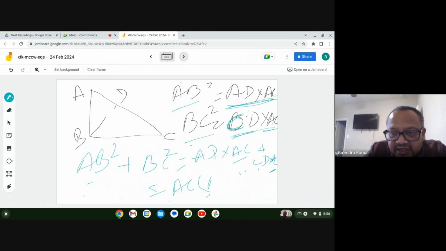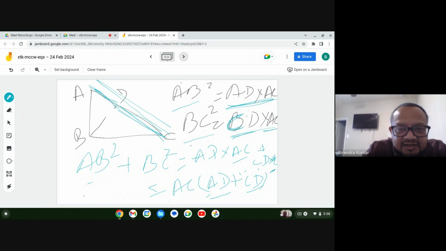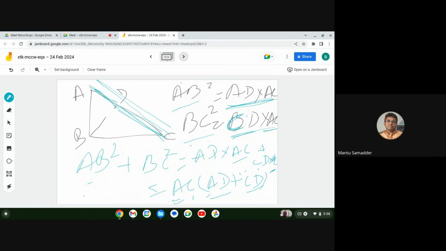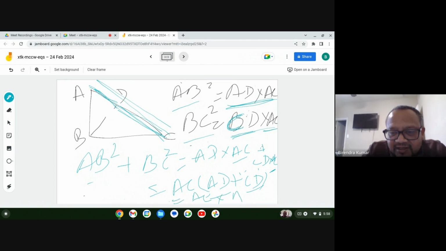So it becomes AD plus CD. And AD plus CD is what? The total length AC, right? This length plus this length is equal to this length. So this is AC into AC plus CD, AD plus CD is this length, AC. So it becomes AC into AC, that is AC square.